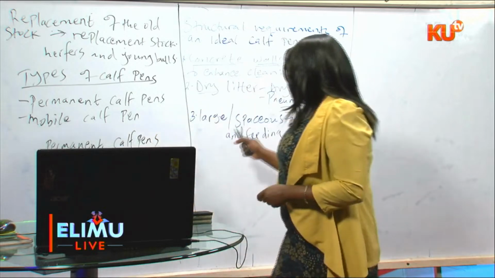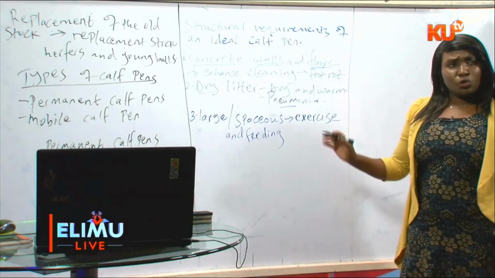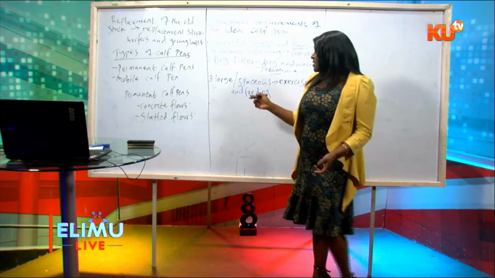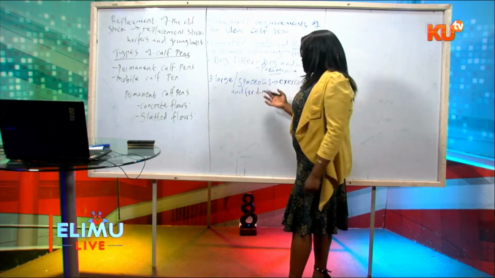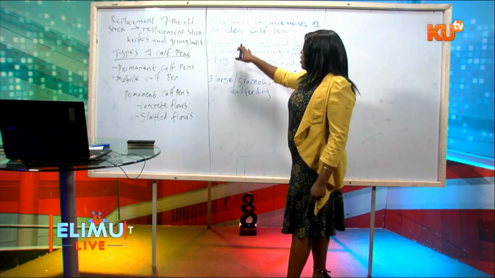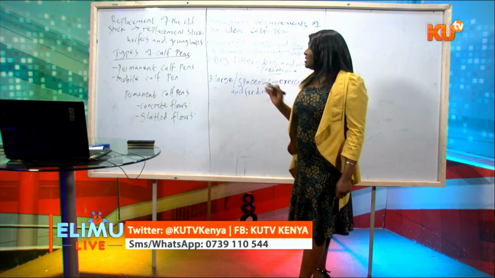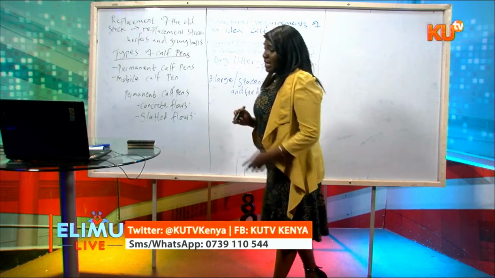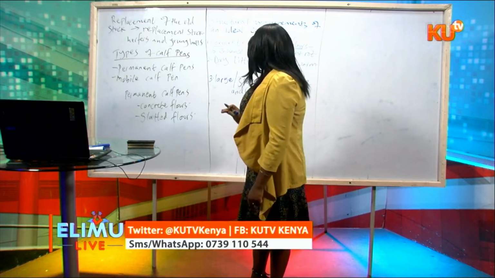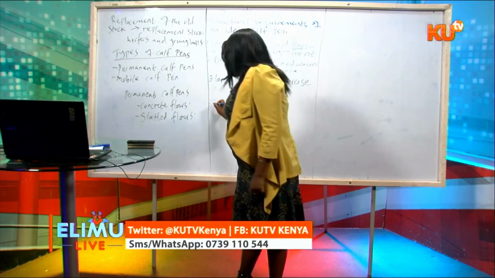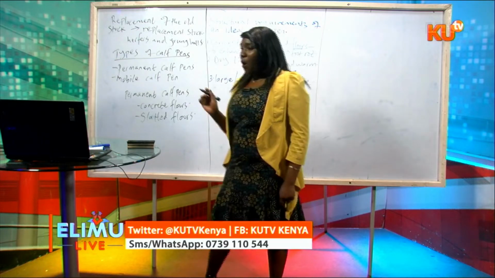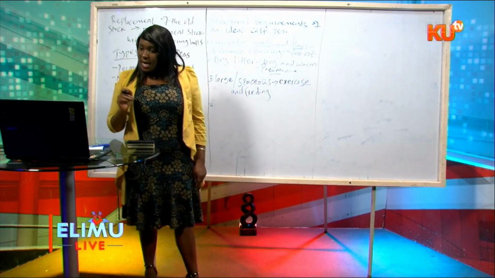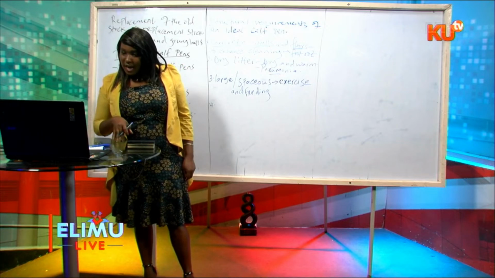Also, we require enough space so that we can accommodate the feeding and watering equipment, that is the feed troughs and the water troughs. So, dear learner, I hope you are following. We need concrete walls. We need dry litter. We need a large and spacious calf pen. That is point number 4. We are now halfway in terms of those points. There are 8 requirements of a good calf pen.